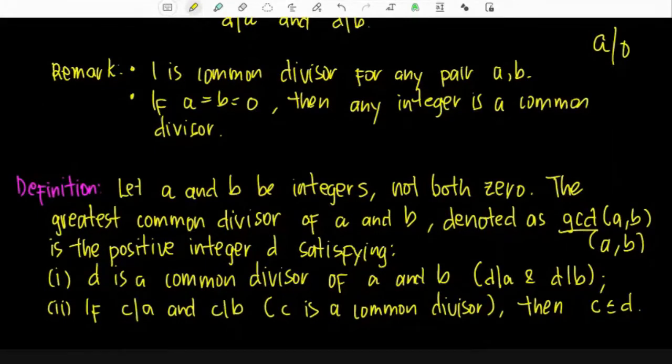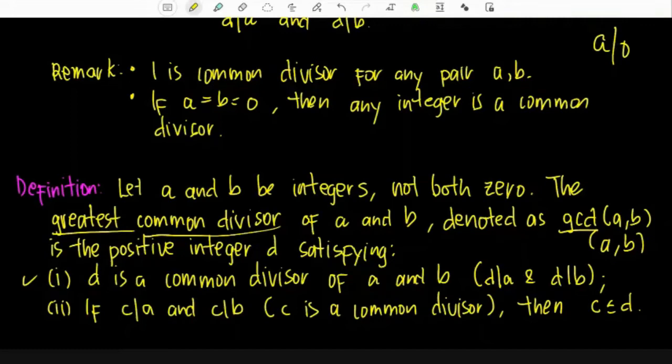So the GCD of A and B is the positive integer D satisfying the following. Since it's a greatest common divisor, then it must be a common divisor. So, number 1: D is a common divisor, meaning D divides A and D divides B. And we want this common divisor to be greatest.